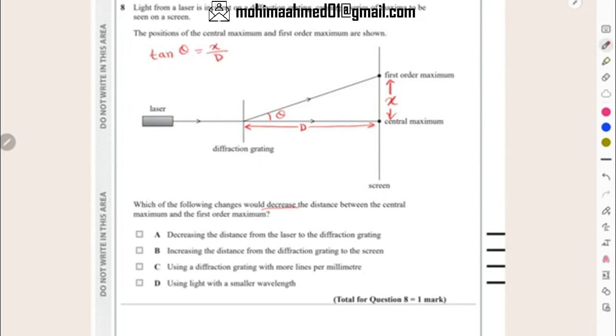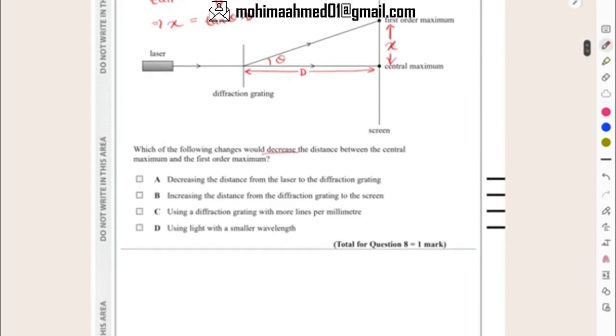Now, for x to decrease over here, either your theta might decrease, or theta or D both might decrease. If I just take x as the subject, x equals tan theta multiplied by D. So should the distance between the screen and the diffraction grating decrease, or your angle should decrease?